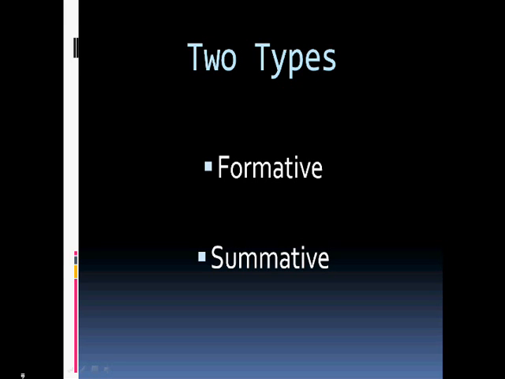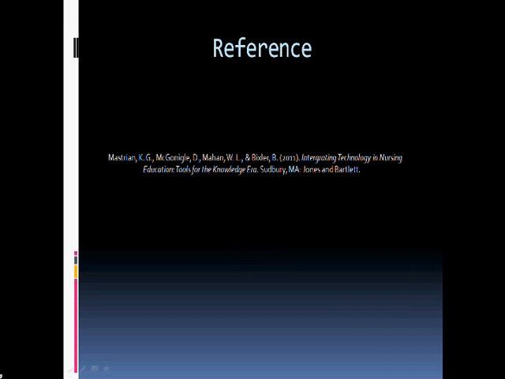One being formative, which measures how well the instruction supported the desired learning objectives, and the purpose is used to determine the effectiveness of the instruction and to pinpoint ways it can be improved. Summative, however, measures the degree in which the targeted learners obtain the desired outcomes of the instruction. This is usually done after the completion of a course or a workshop or continuing education and is usually done by an outside source other than the program designer. This information has come from the book Integrating Technology into Nursing Education Tools for the Knowledge Area.